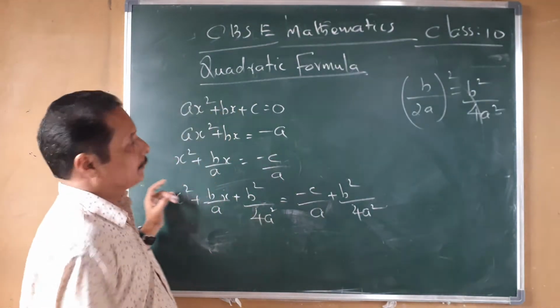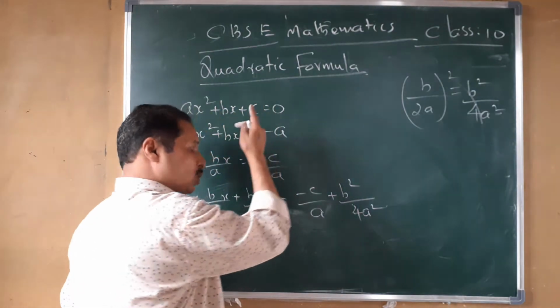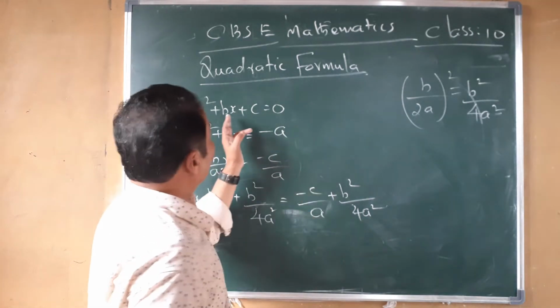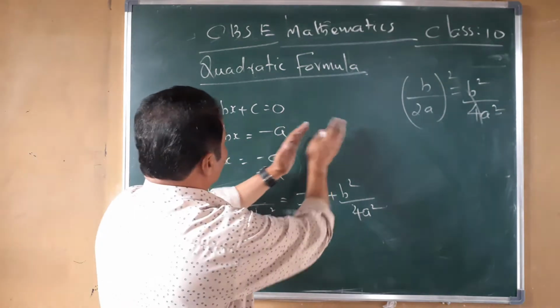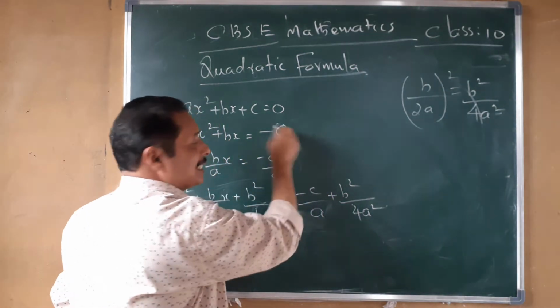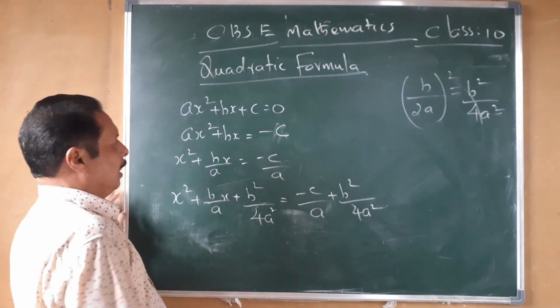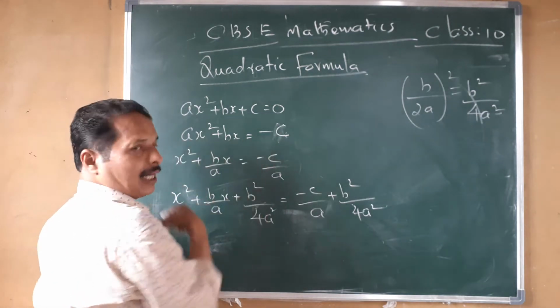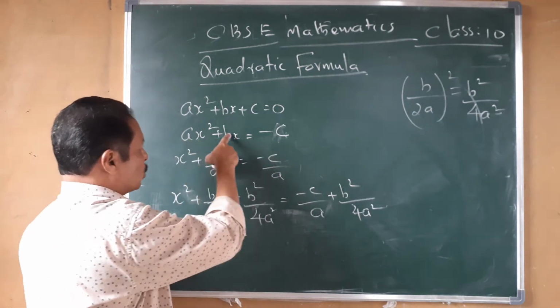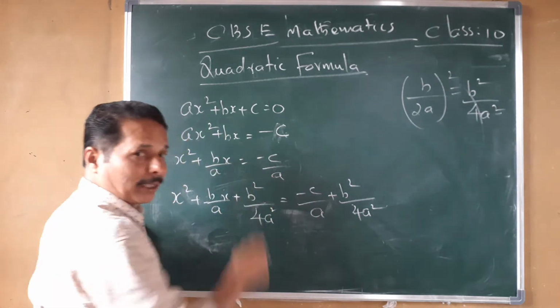Look at this one. ax square plus bx plus c equal to 0 is the general form of a quadratic equation. Now ax square plus bx equal to minus c. Look here, it is minus c. Is it correct? Then by the completing square method, you divide by a, so x square plus b by a x is equal to minus c by a.